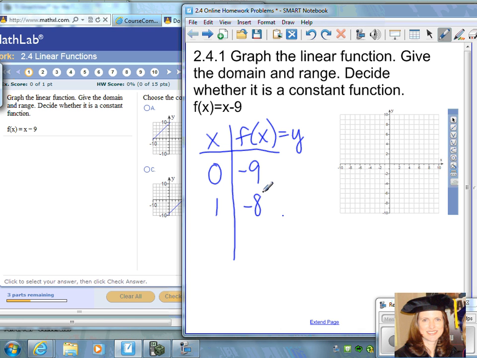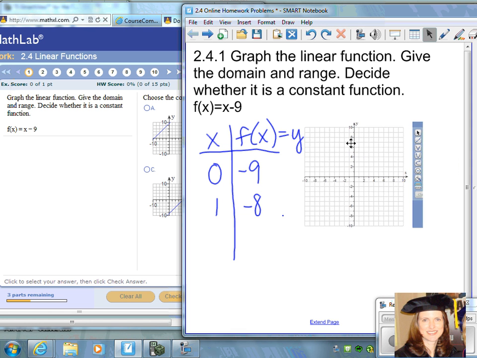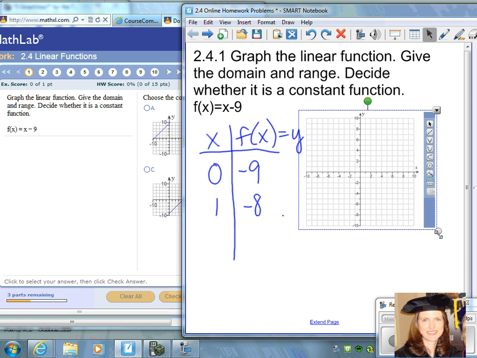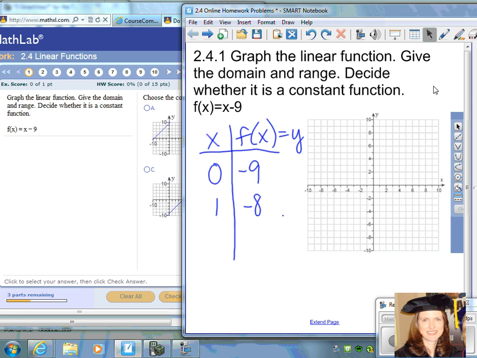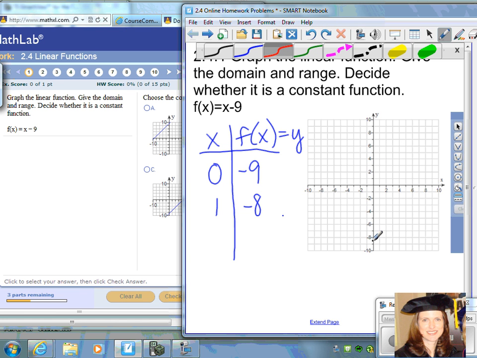You plot those 2 points on the graph that I have here. Let's enlarge it a little bit. You locate the first point, 0, negative 9, which is about right here, and then you locate the point 1, negative 8. Those are just 2 points, and with a ruler, you want to draw the line through those 2 points. Now, I'm not using a ruler, just kind of trying to do it best I can. But that is the sketch of the graph.